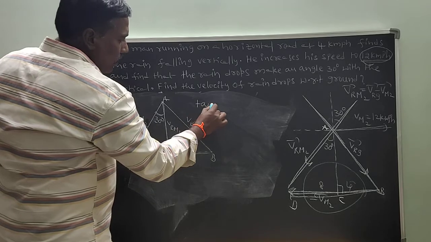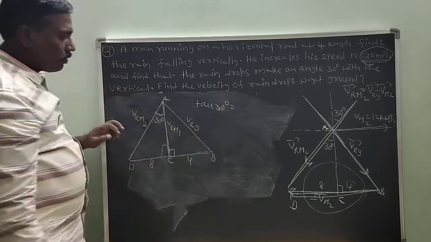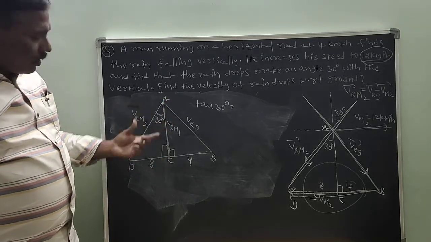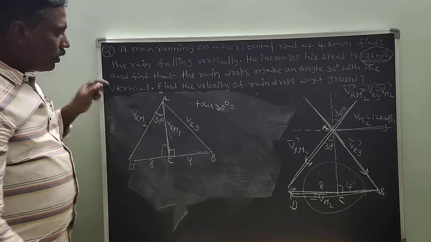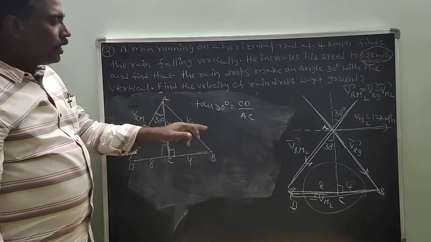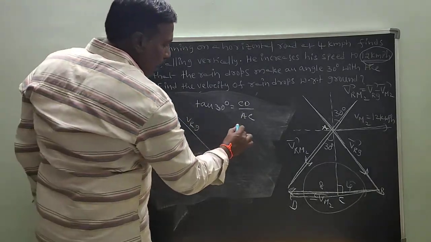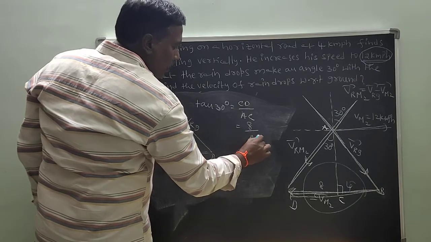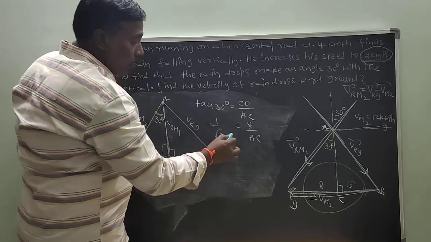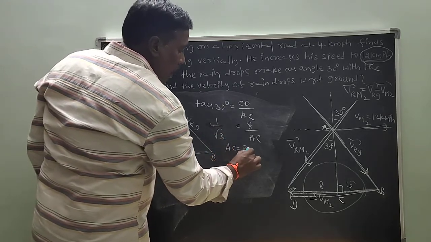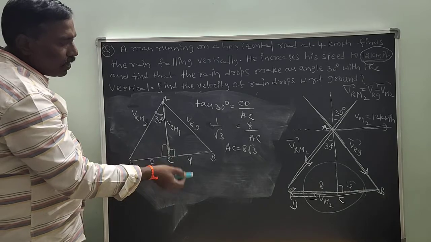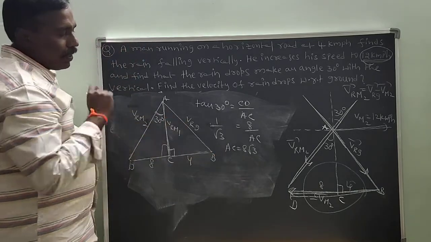Tan 30 is equal to CD by AC. What is the value of CD? 8 by AC. So tan 30 is equal to 1 by root 3. So AC is equal to 8 root 3. So velocity of rain with respect to man initially is 8 root 3 kmph.